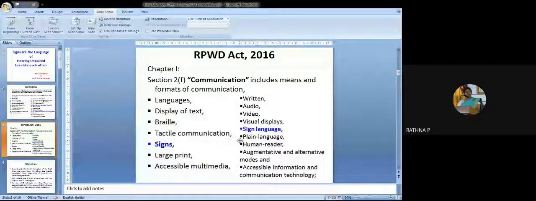It says that communication is language, display of text, braille, tactile communication, signs, large print, accessible multimedia, written, audio, video, visual displays, sign language, plain language, human reader, augmentative and alternative modes, and accessible information and communication technology.